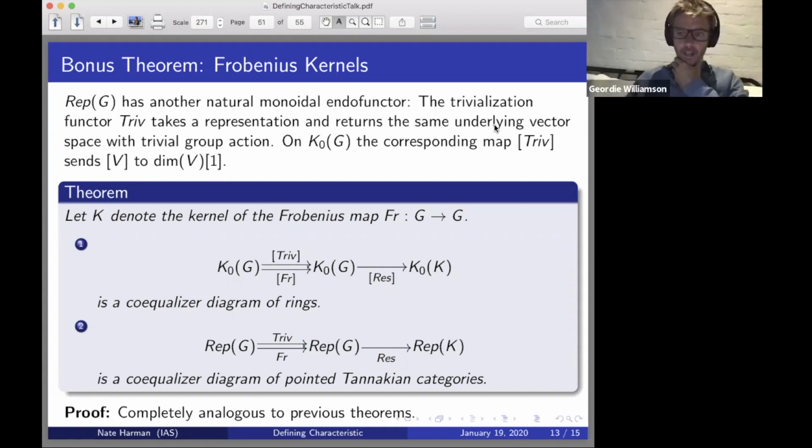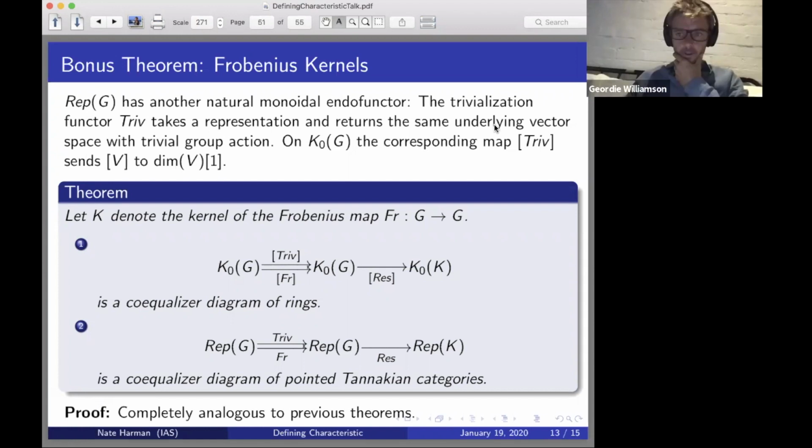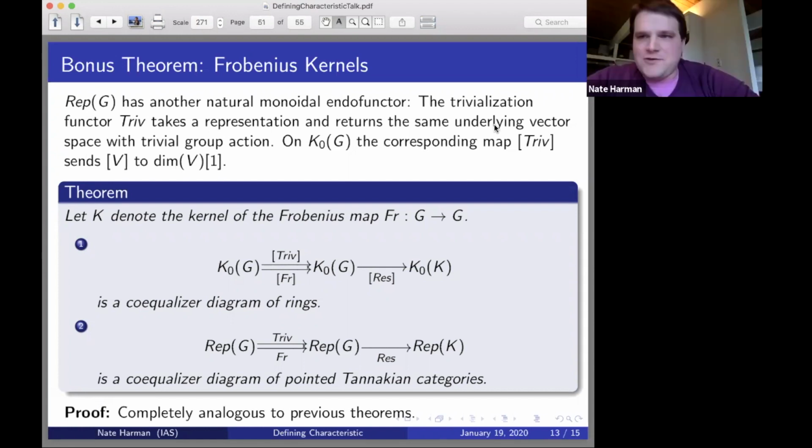So to define triv, you really need that it's pointed. You can kind of think of it as, when you have the fiber functor, you also get a section of it: just taking that vector space with trivial G action, and that composition is how you get this triv functor. Yeah, so that's the story for Frobenius kernels.